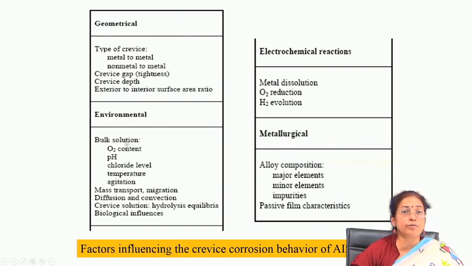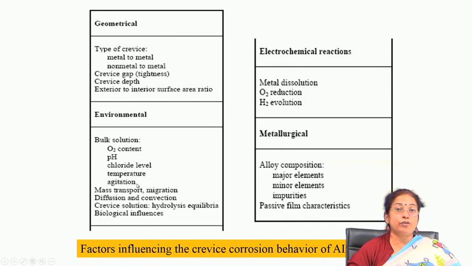Then if you talk about the environment, how much is the oxygen content in the environment, how much is the pH, then chloride level, temperature, agitation, these all play a very important role. So, mass transport, migrations, whether there is any kind of stirring action in the environment, diffusion and convection, whether any flow is there, whether laminar flow or convection dominated flow.